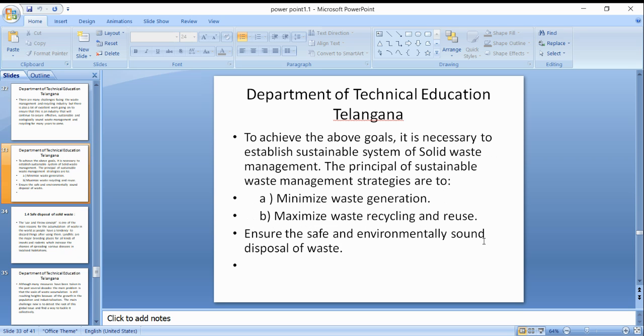To achieve the above goals, it is necessary to establish a sustainable system of solid waste management. The principle of sustainability is to minimize waste generation and maximize waste recycling and reuse. So, first, waste should be minimized and then it should be recycled. Then only is the environment in the safe zone.